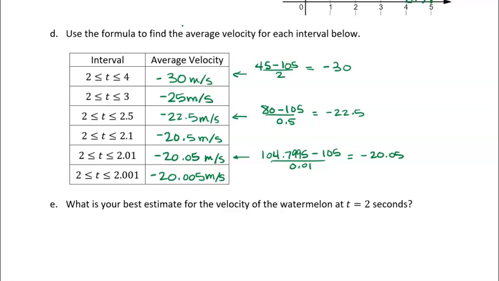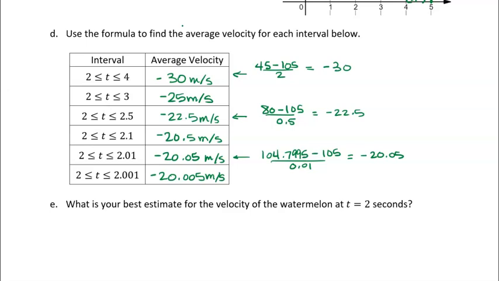Now you can see something happening here. As my time interval gets shorter and shorter, my velocity seems to be approaching some value. Now, what is that value? That's part E. Part E is asking, what's the best estimate for the velocity of the watermelon at 2 seconds? At 2 seconds.